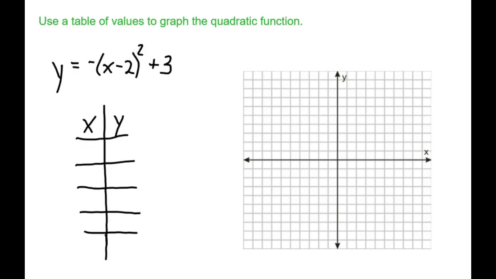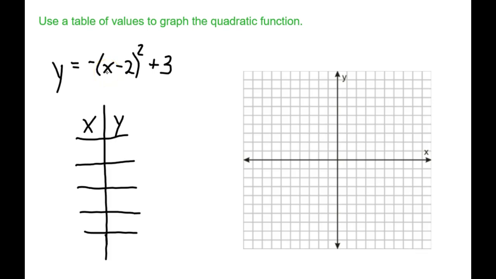The next example, we want to use the same idea, use a table of values to graph the quadratic function. Now this one is written in vertex form. So the first thing we should be able to do when creating a table of values is find the vertex. When it's in vertex form, it's a lot easier to identify that rather than use that expression.